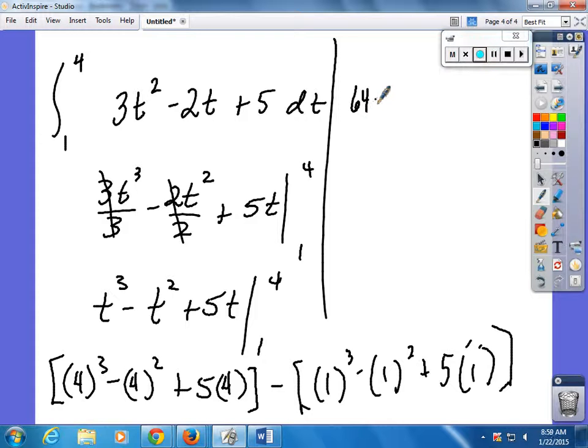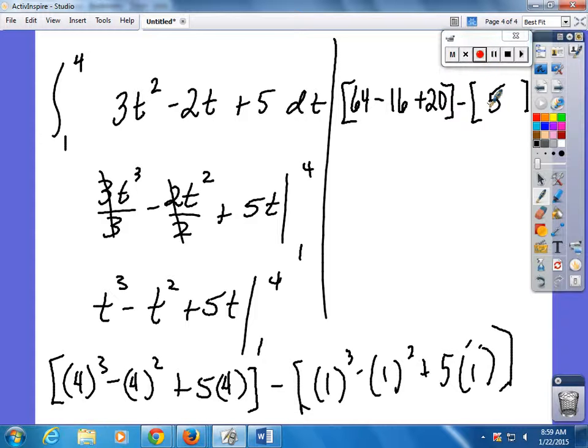Minus 16, plus 20, brackets, minus brackets, 1 minus 1 plus 5. 5, right? 1 minus 1 is 0, 0 plus 5, make sure. I hate for you to miss it because of careless error.